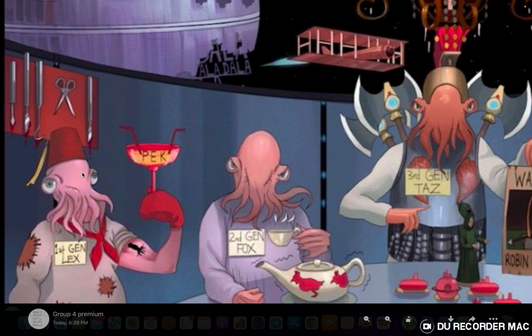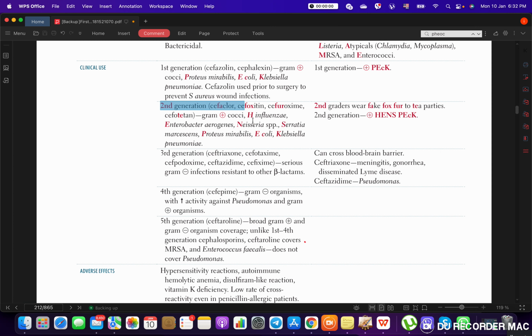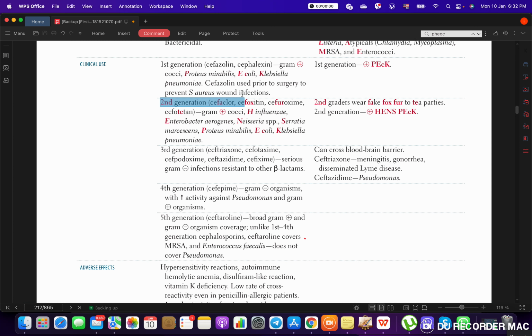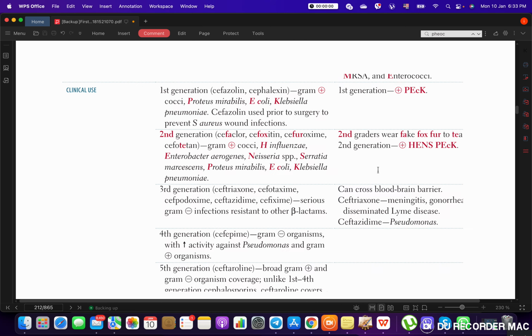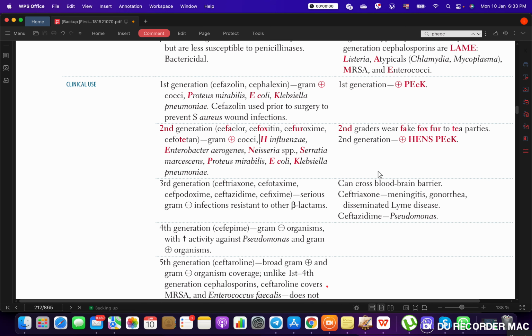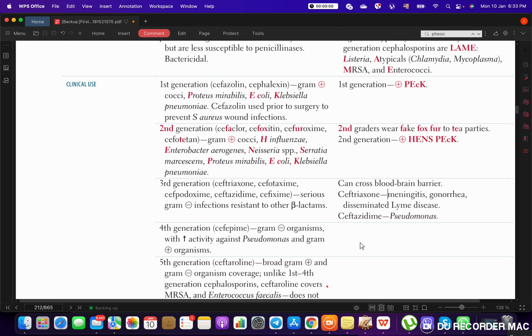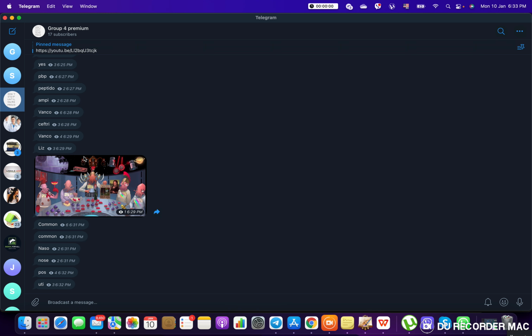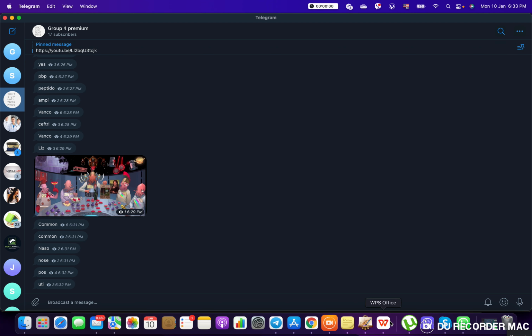UTIs, absolutely. It can be used in the treatment of the UTIs as well. Nice. So the second generation cephalosporins we have are cefaclor, cefoxitin, cefuroxime, and cefotetan. As I said before, memorizing this is just painful. So for the sake of making it painless, I gave you the task yesterday of watching this video because it organizes each one in its place.